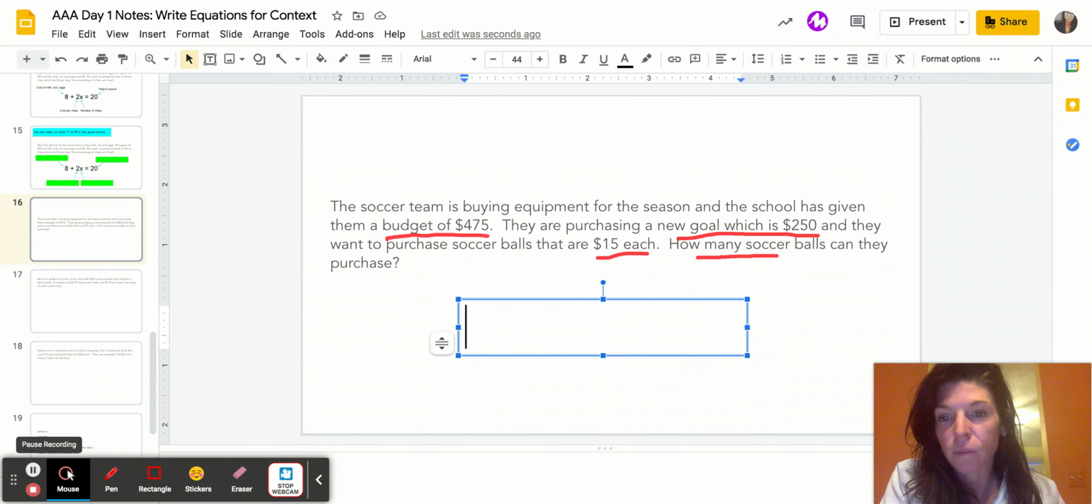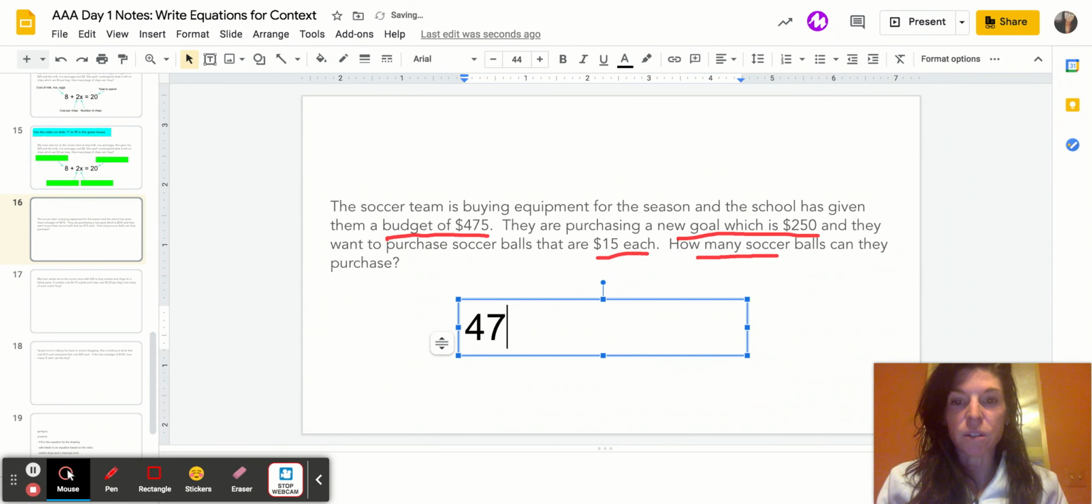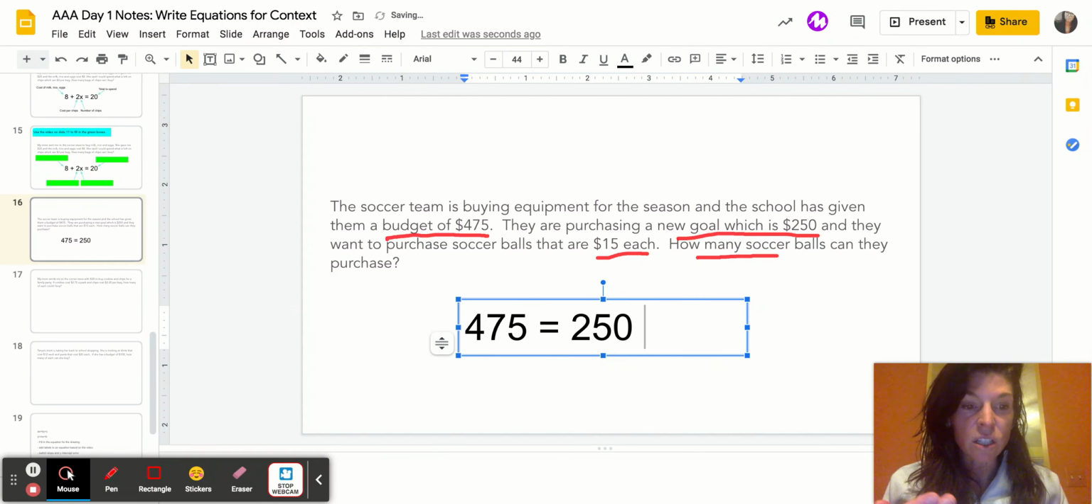So here we go. We're going to say our total is $475. We want that to be our total. And we know we're going to spend $250 on the goal. And in addition to that, we're also going to buy soccer balls. So we're going to add the price of these soccer balls, and every ball will cost $15, but we do not know yet how many balls. So when we don't know that piece of information, we're going to represent it with a variable, and we'll just use X. So there is our equation to represent this situation.